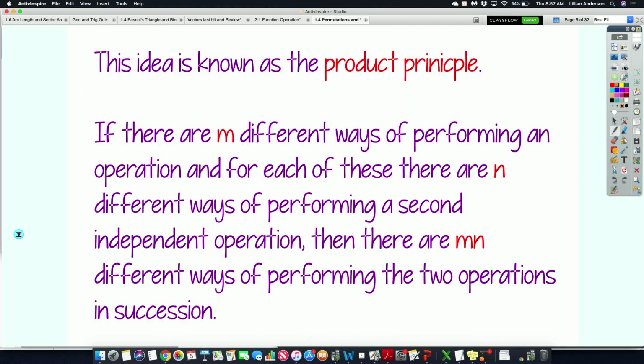Okay. So that idea is known as the product principle. Okay? That is known as the product principle. If there are m ways of performing one operation, and then there are n ways to perform a second type of operation, then there are m times n different ways of performing those 2 operations in succession. So to get from P to Q, that was one operation. Q to R, that was the second operation. So you can multiply them together, hence product, to find the number of ways that you can get from one to the other.